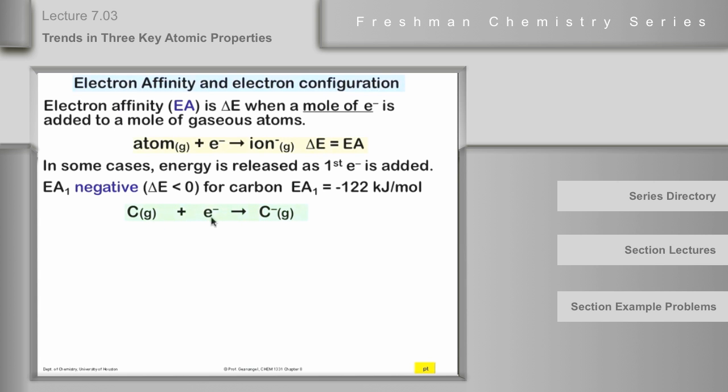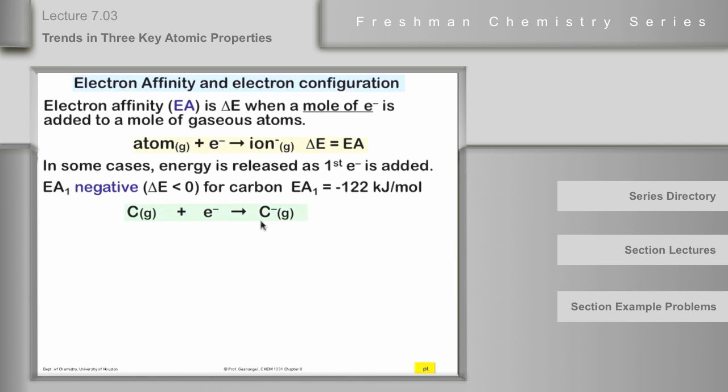Carbon in the gas phase plus an electron goes to C minus. All right. Now, despite what the book says, there are very few, if any, smooth trends in electron affinity, because it is much more sensitive than anything else to electron configuration. So it's going to leave it to us to see how electron configuration influences this. And it boils down to a pretty simple thing.